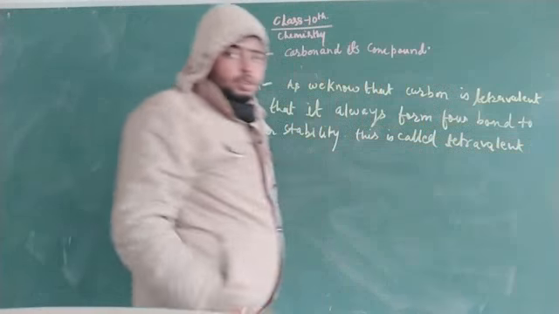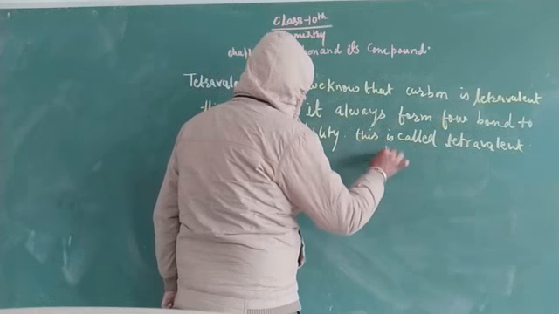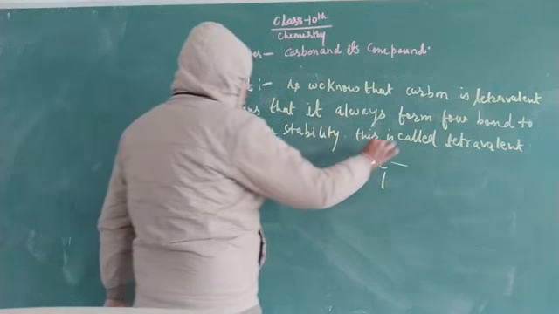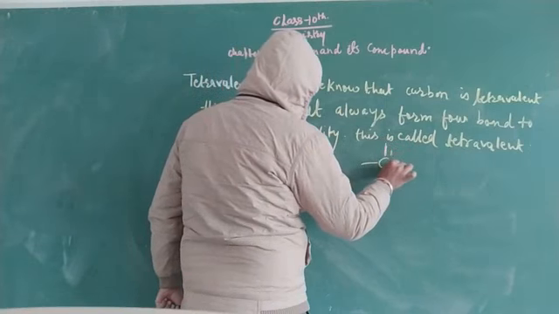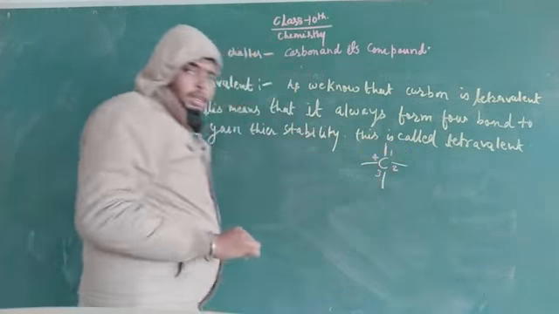As an example, I will show the example of methane here. Generally, tetravalent is represented like this. This is 1, this is 2, this is 3, and this is 4 bond of carbon.